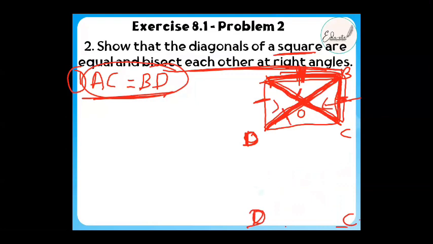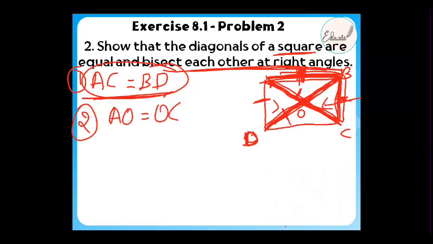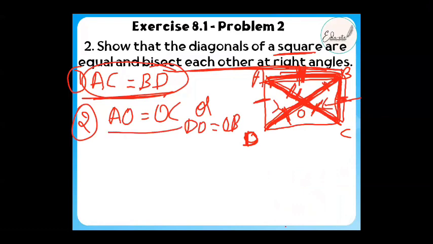First proof is done. The second proof is, okay, the second one. The second thing that you have to prove is AO equals OC, or you can prove DO is equal to OB. Let's just consider AO equals OC. How will we prove this, beta? It's quite easy. Just see here how we are proving.